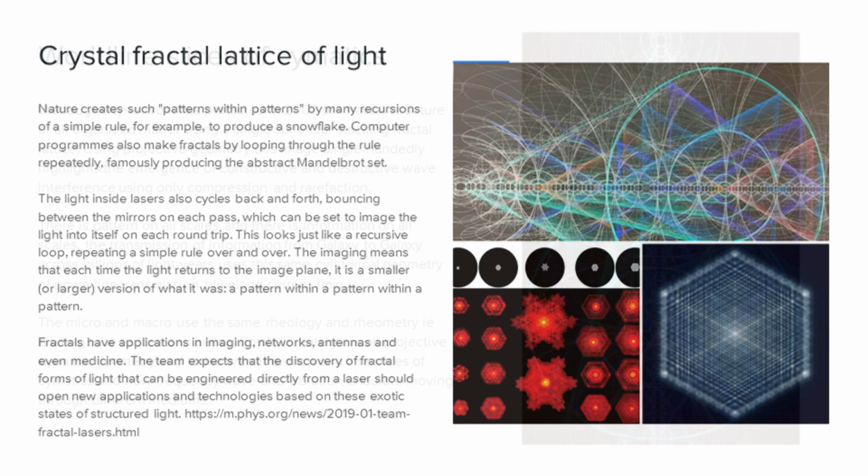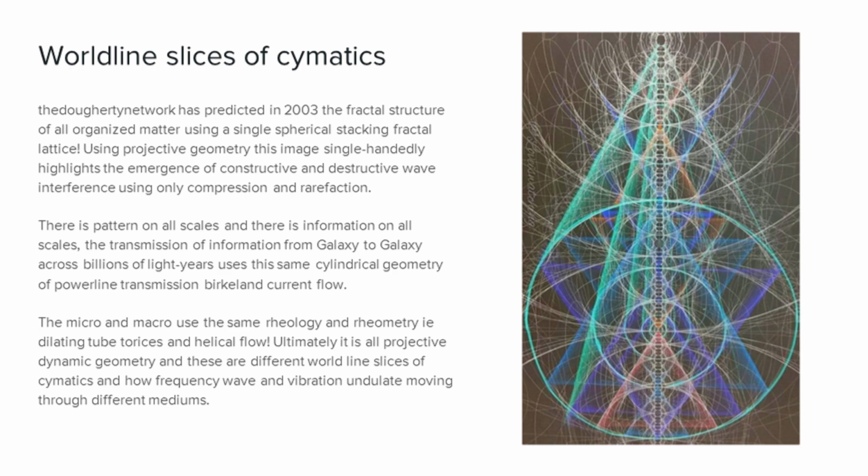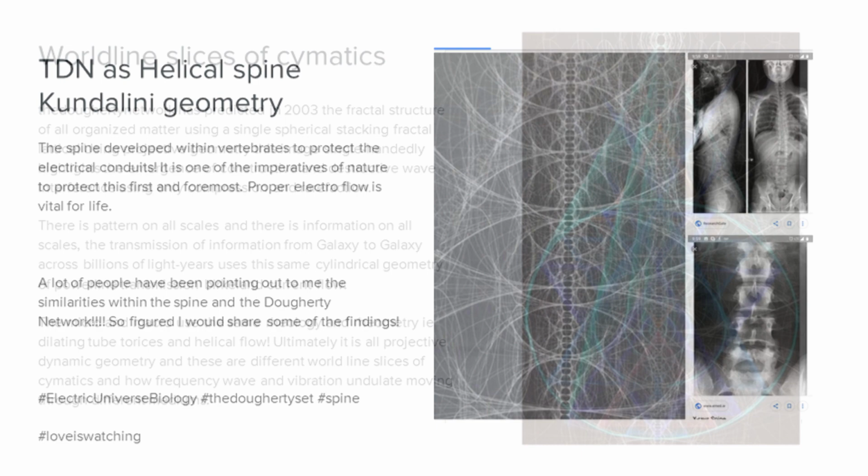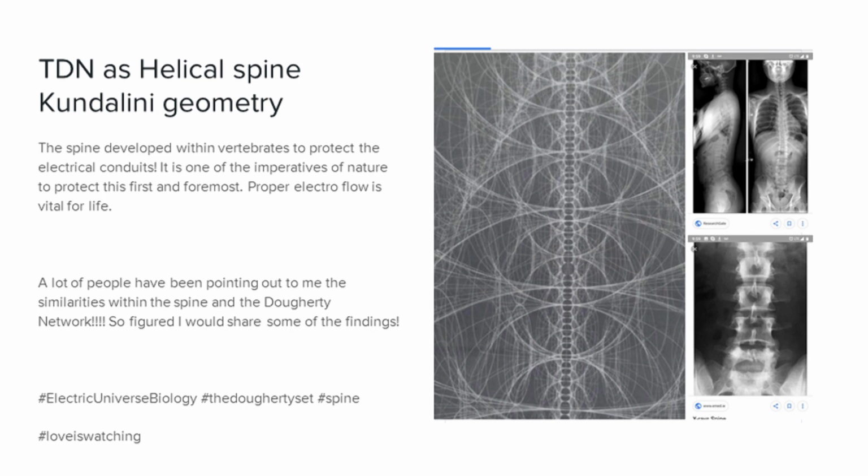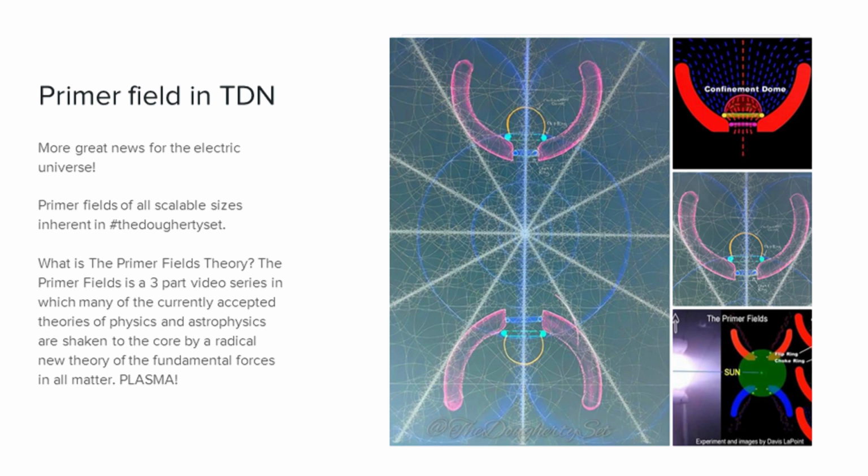Another pretty picture of a world time-wise slice of going into the current and slicing it and being able to see it. The Dougherty network as a helical spine or kundalini in geometry. I think that's self-descriptive. You can see the spine is built off of the spheres as well, as Russell was showing. Primer fields. If you've studied the primer fields, the primer field geometry is right here on all scalable modalities and every single level, inward and outward, of every single ligament coming off of the center. That's really, really important if you know about that.